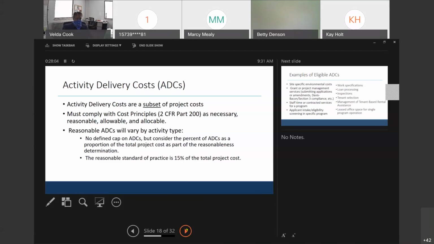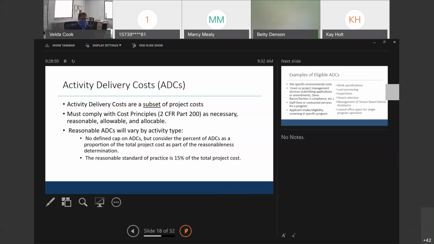Reasonable activity delivery cost will vary, like I said, by activity type, and that's why, as we make awards after the application process comes to its deadline, we will take that into consideration. There's no defined cap on ADCs as far as regulatory compliance, but the key here is to know how to project that reasonableness determination. Usually the reasonable standard of practice is that what you're attributing to be activity delivery cost is not going to exceed 15% of that total project cost.